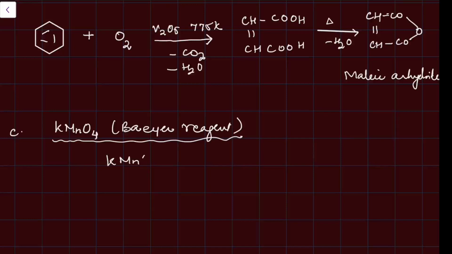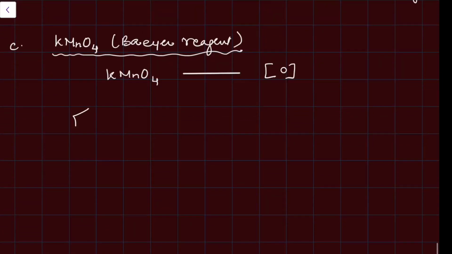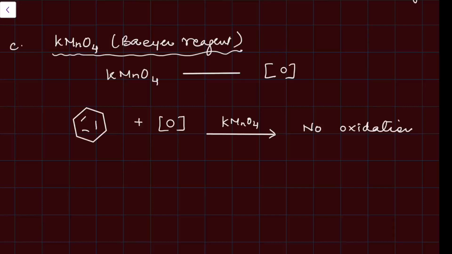KMnO4 will give nascent oxygen, and this nascent oxygen brings about oxidation. But benzene does not get affected by KMnO4. If you take higher homologues of benzene, like toluene, isopropyl benzene, etc., the presence of even one H on the carbon which is attached to the benzene ring will bring about oxidation.